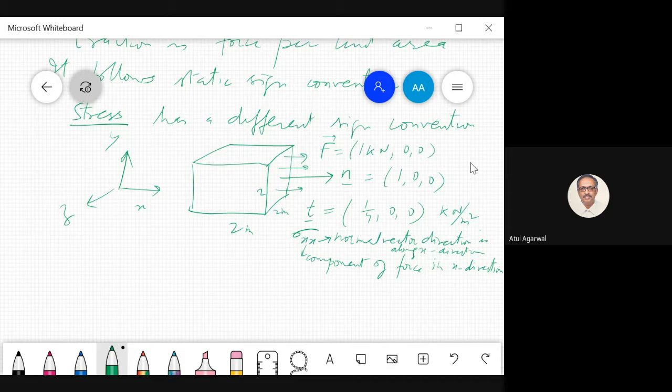Now if I say sigma yx, that value is 0 because force component in y direction is 0. Force component in z direction is 0. So we will say sigma zx equal to 0. Any problem, Lavish? Clear, sir. Clear? Okay.